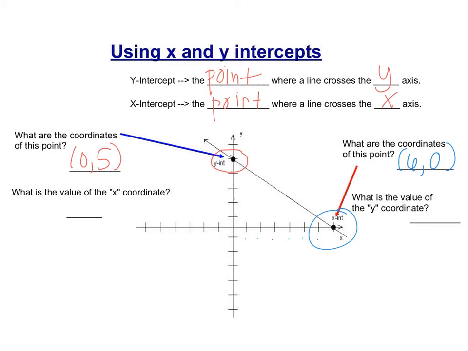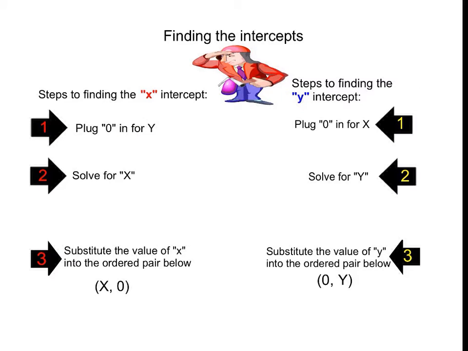Now, I want you to notice, when we listed the y-intercept, what is the value of the x-coordinate? It's 0. When we listed our x-intercept, what was the value of the y-coordinate? It was 0 as well. When we try to find our x and y intercepts, we're going to use that number 0. Notice that both the x and the y intercepts, when we listed the ordered pairs, both of them contained 0 for at least one of the coordinates. That's a significant part of finding our x and y intercepts.